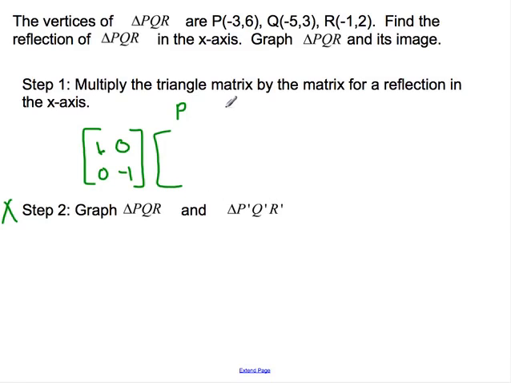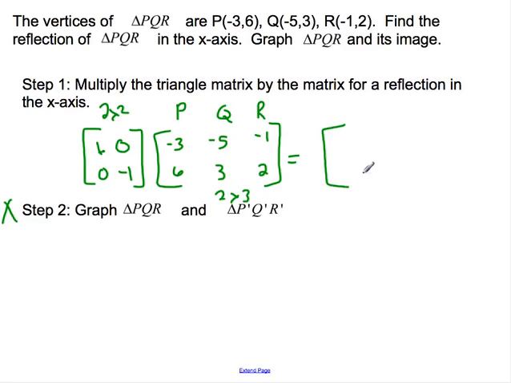Remember, you get that by writing out the x and y coordinates of P, Q, and R. So that'd be negative 3, 6. That'd be negative 5, 3. That'd be negative 1, 2. And then we go through and multiply these. This would be a 2 by 2 times a 2 by 3. We should get back a 2 by 3. It should look very similar to this.